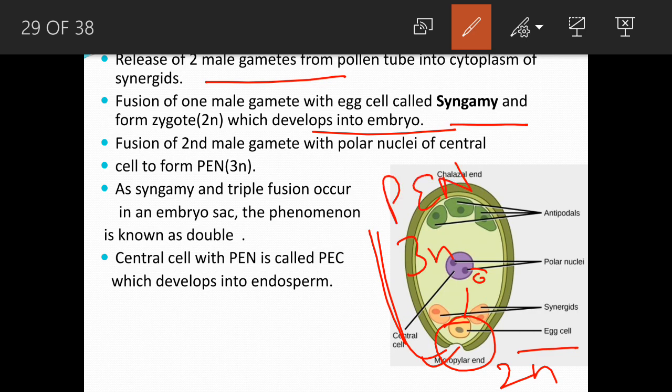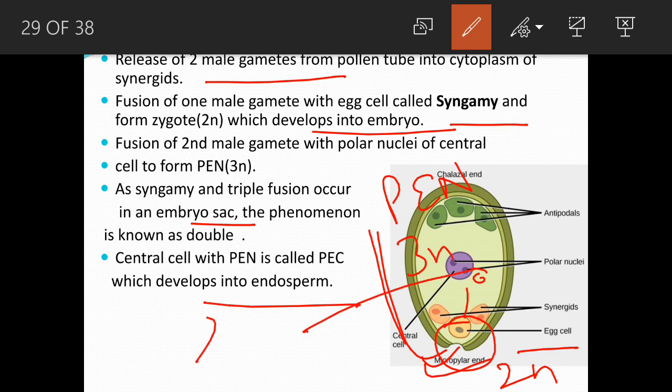Syngamy, the fusion of the male gamete with the egg, is one type of fertilization, and the second male gamete forms a triple fusion. Both occur in the embryo sac, therefore it is known as double fertilization. Two fertilizations occur in the embryo sac. The central cell with the primary endosperm nucleus is called the primary endosperm cell, which develops into the endosperm.